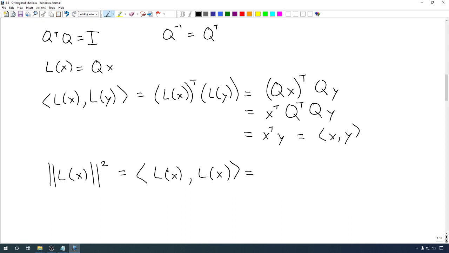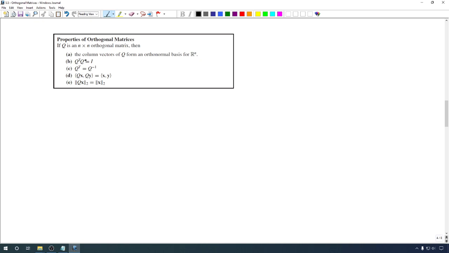And we just saw that we can take the L's out without changing anything. So we just get the inner product of x with itself, which is just the norm of x squared. So this L doesn't change magnitudes either. These properties are summarized in this table. And they didn't use the notation L of x, they're just putting the Q in front of the x.